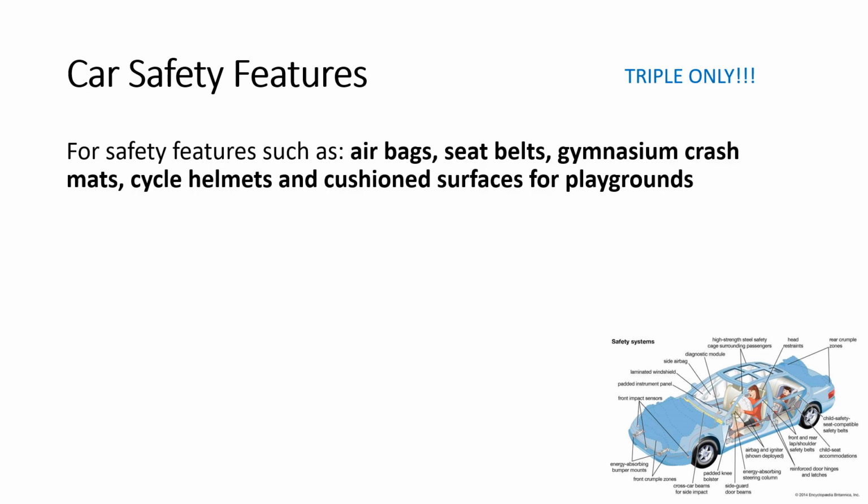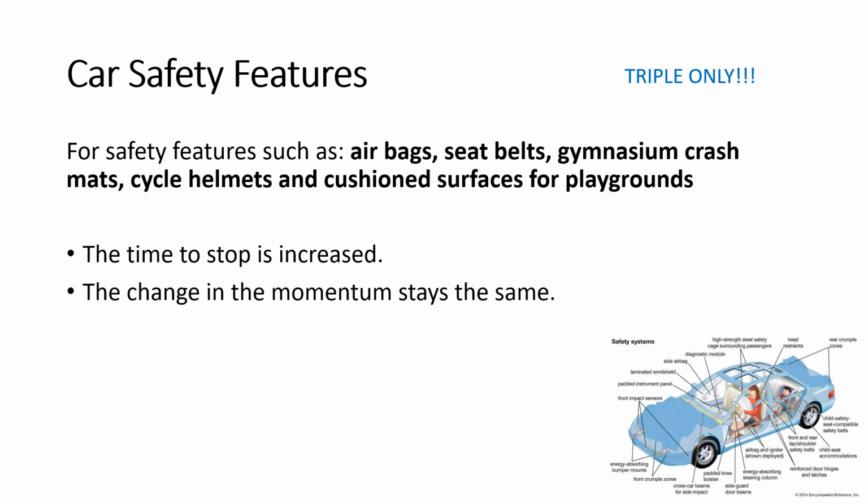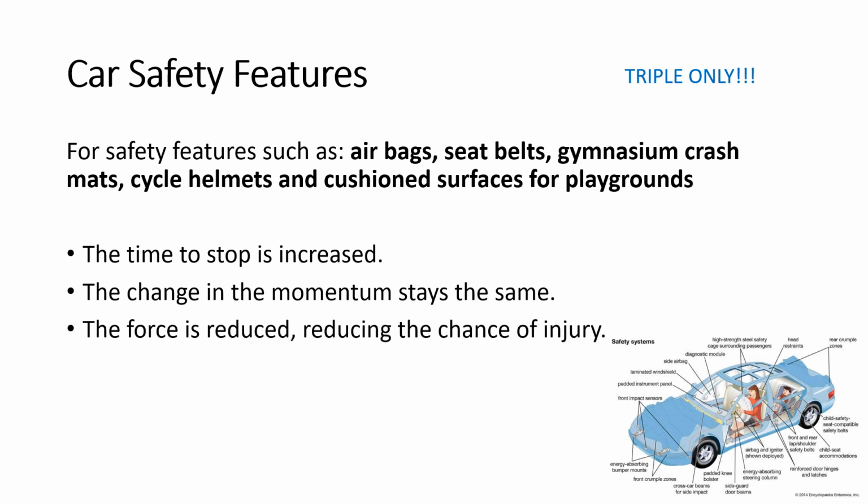This equation, that the force is equal to the change in momentum divided by the time, is very important when we look at car safety features. And it applies particularly to airbags, seat belts, crash mats, cycle helmets, and cushion surfaces for playgrounds. In all of these cases, the time to stop is increased. The change in the momentum stays the same, the force is reduced, and this reduces the chance of injury.